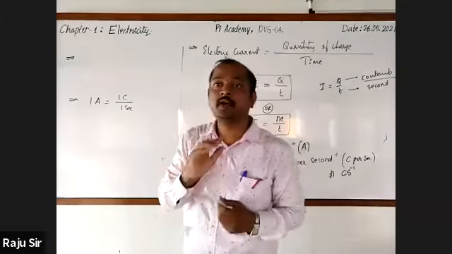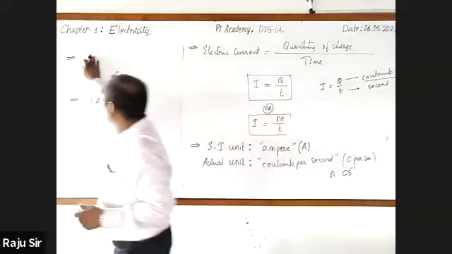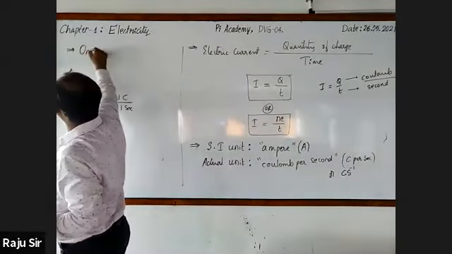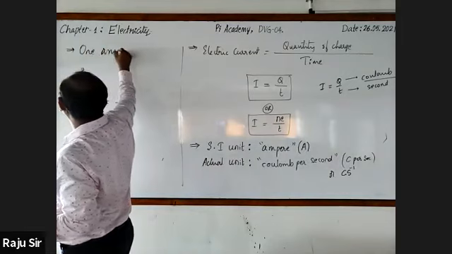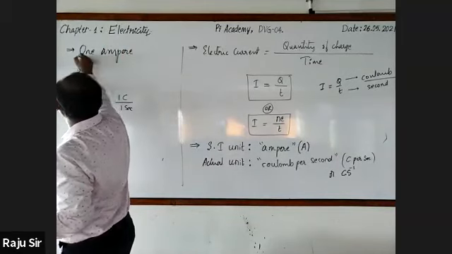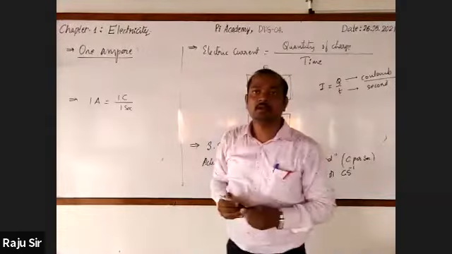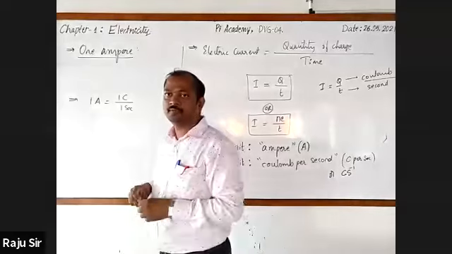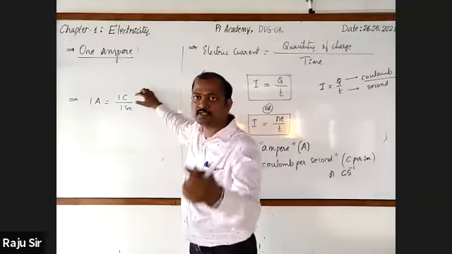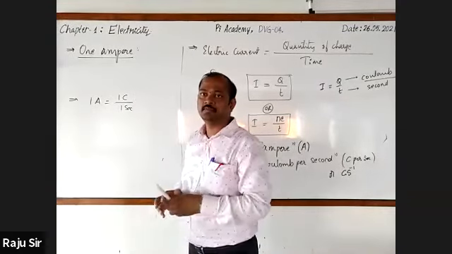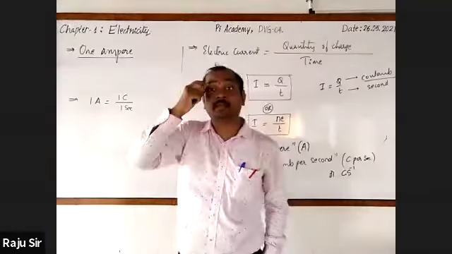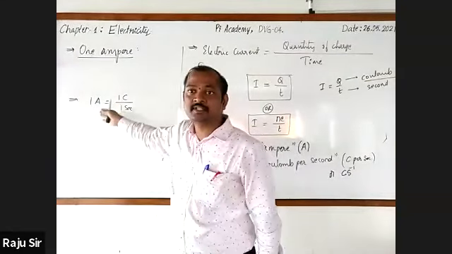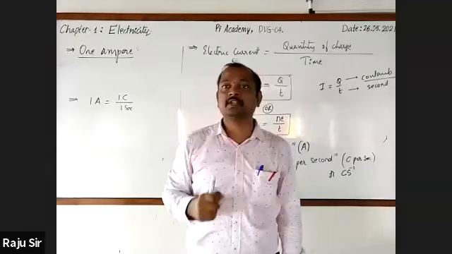Now we have to define 1 ampere. Don't write, just observe. Do you know the definition of 1 ampere? Or how do you define 1 ampere? Here only, just to recall the definition of current. The flow of 1 coulomb in 1 second. 1 coulomb per 1 second is 1 ampere. That is the representation. I am asking you the definition.